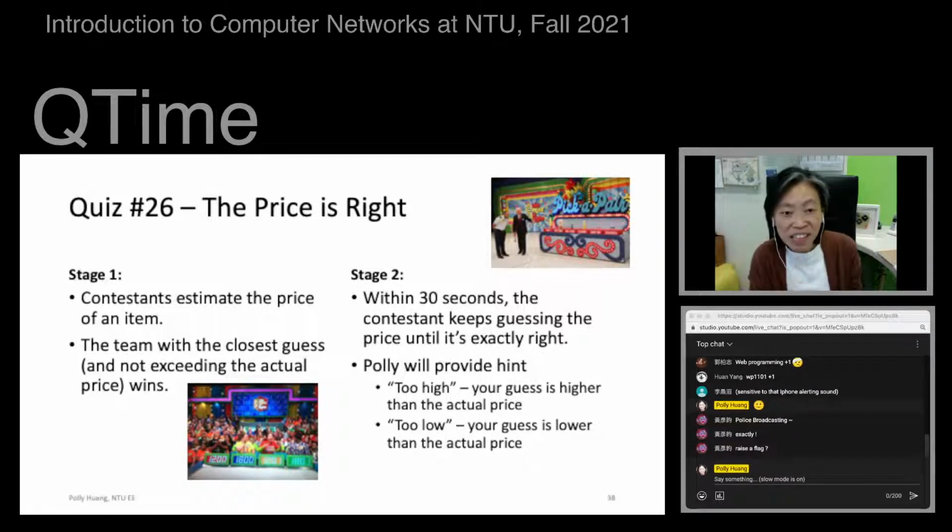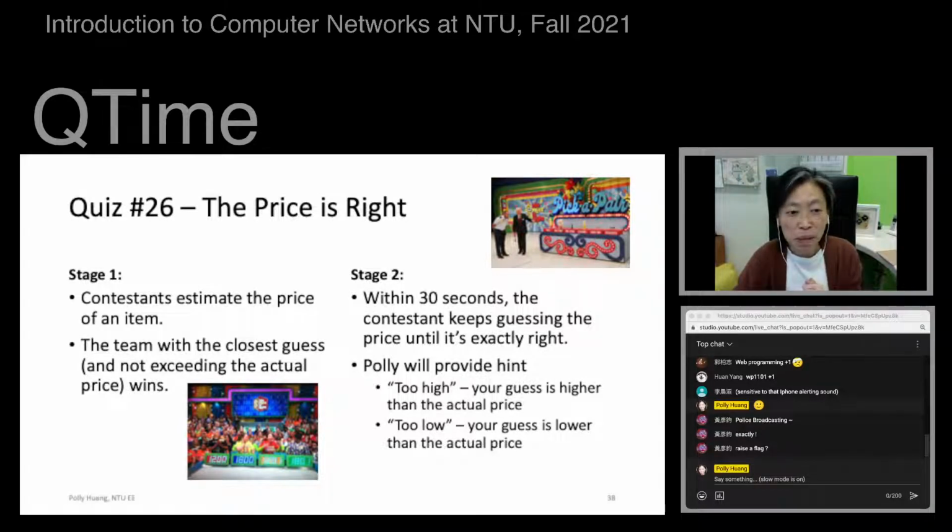Following talking about TCP congestion control's way of guessing the sending rate, we'll be working on quiz number 26. It's actually a game show game. We'll be working on it in 2 stages. You will be asked to guess the price of a certain merchandise that I'll bring up tomorrow. The one who guesses closest to the true price will enter the second stage. In the second stage, you will need to call in from the Google Meet and work with Polly to guess the price of another merchandise.